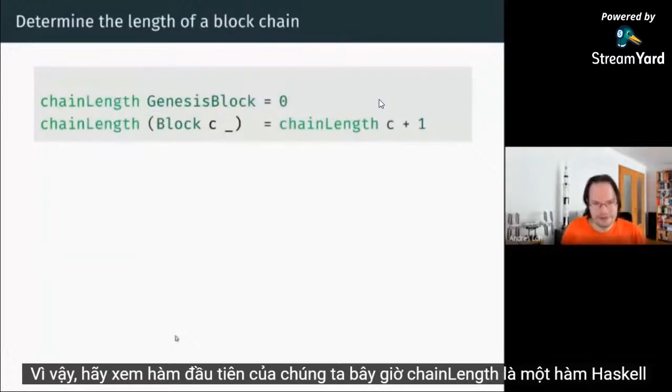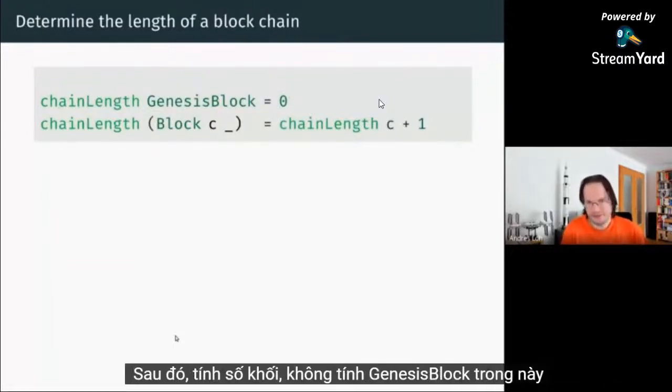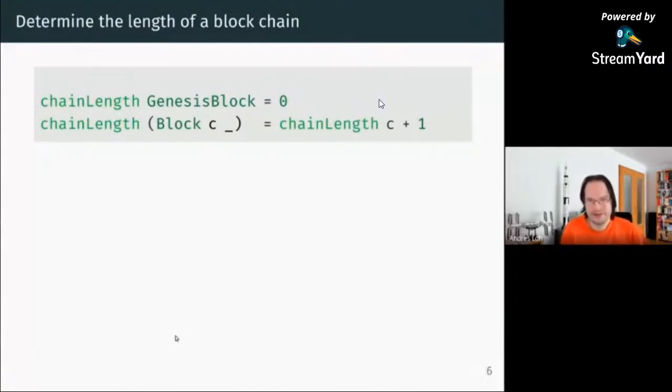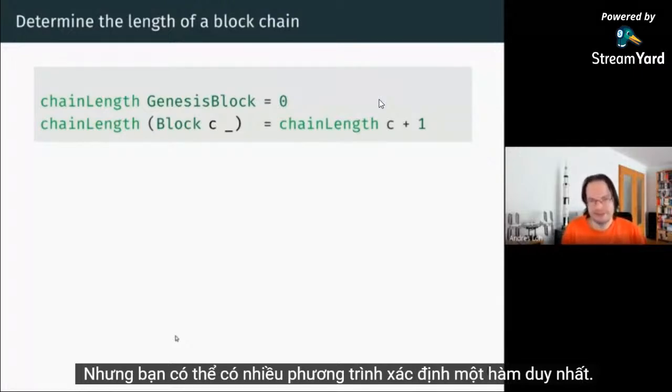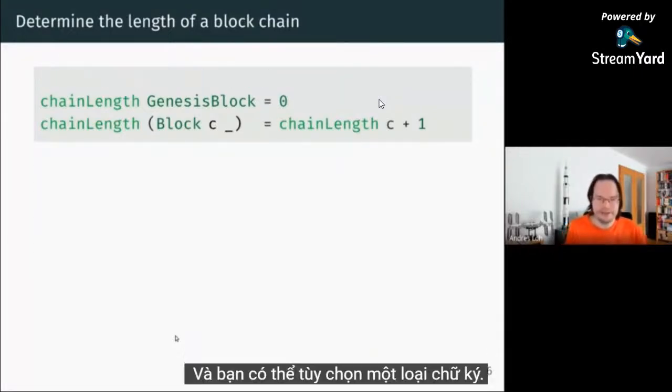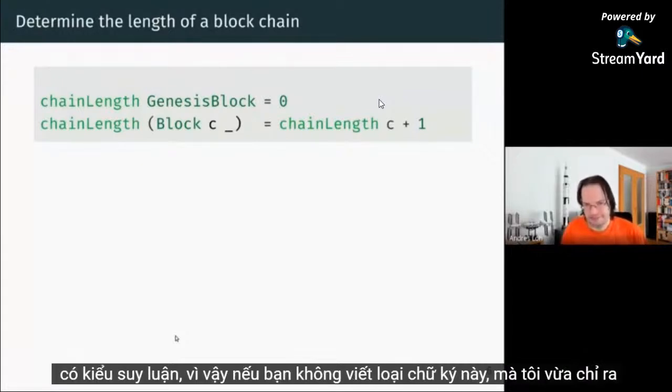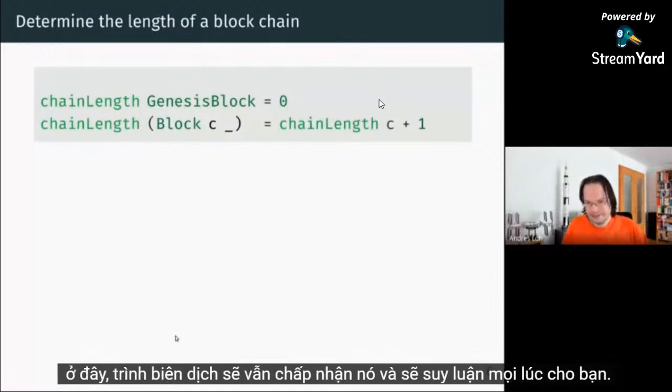So let's look at our first function now. Chain length is a Haskell function that operates on our chain data type and computes the number of blocks, not counting the Genesis block in this case. And such a function definition is also done by means of equations, but you can have multiple equations that define a single function. And you can optionally have what's called a type signature. And type signatures are optional because Haskell has type inference. So if you don't write this type signature, which I've just shown here, then the compiler will still accept it and will infer the type for you.